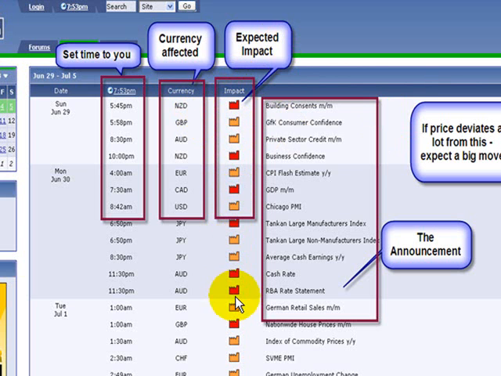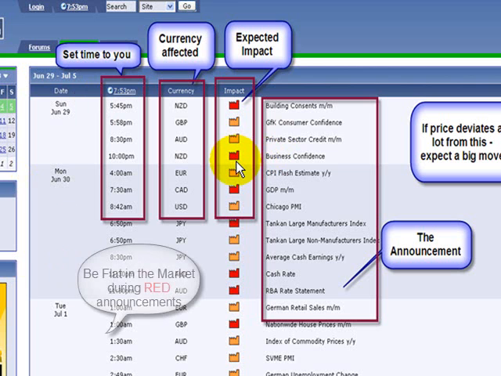Okay. Now we pay a lot of attention to the ones that are red because they have a significant probability of moving the market. The orange ones mean it may do something, but really not too much. Okay. So that's what we look for, those red ones. And anytime we have a red one of these little graphs right here, we are flat in the market. In other words, we don't have any trades on. We're waiting for the announcement to take place.